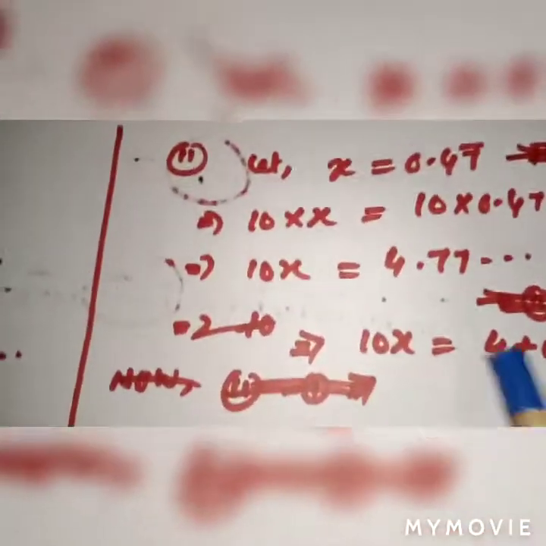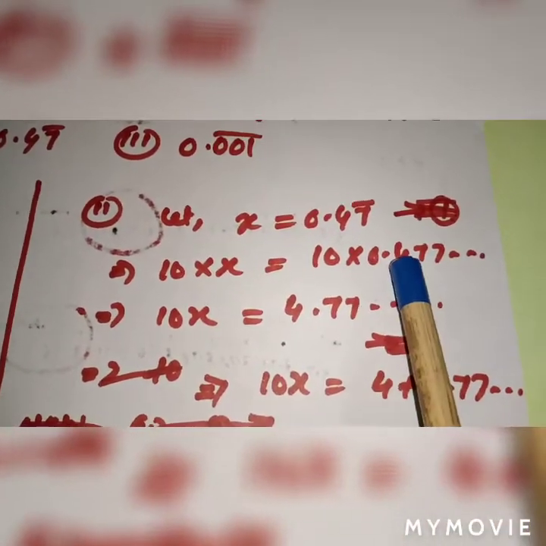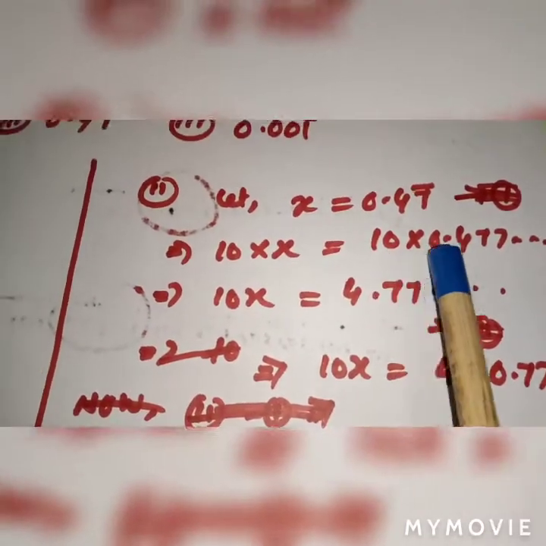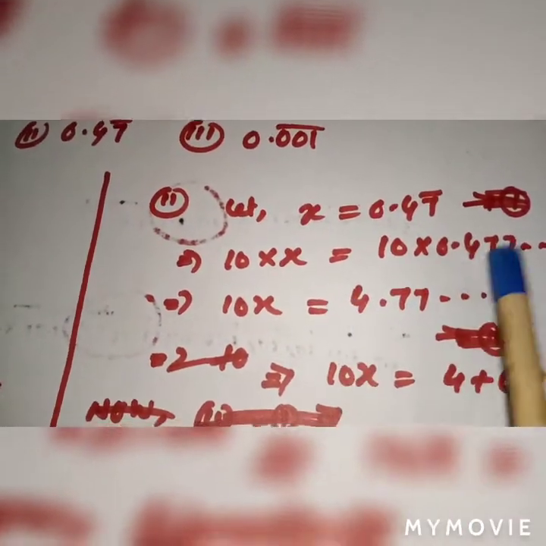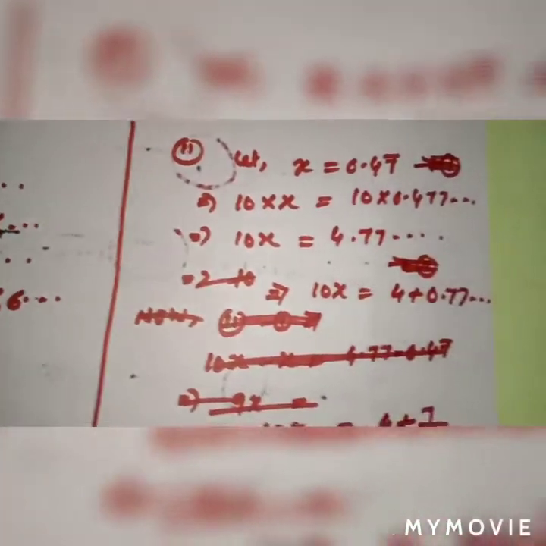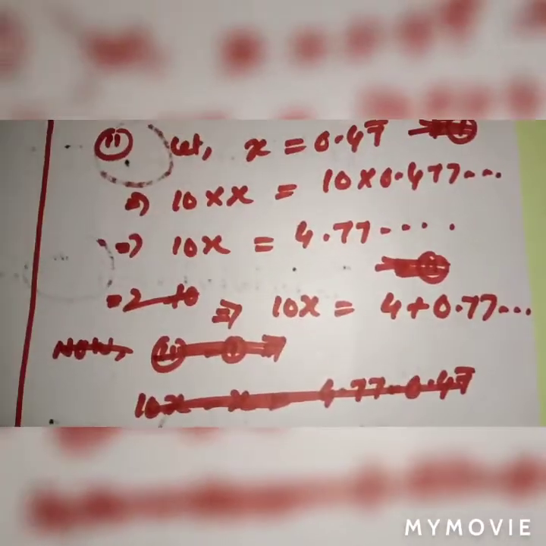If you multiply by 10 here, 10 into x and 10 into 0.477..., because 7 is repeating. Now see, when you multiply by 10, 1 more digit also comes this side, so 4.777. Now if you break this one, 4.7, how do you get it? 4 plus 0.77.